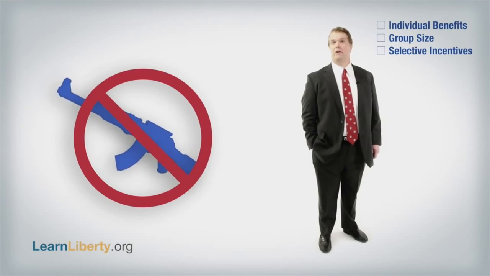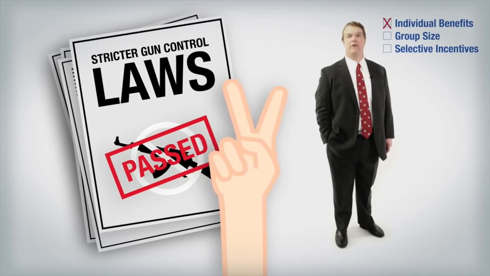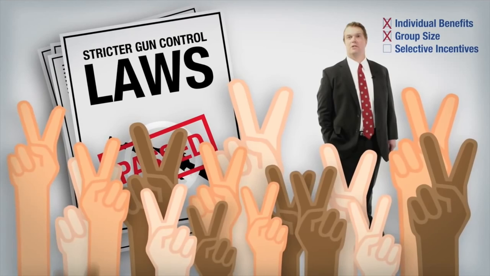Suppose you're opposed to guns and favor stricter gun control laws, but you know the individual benefits to any one person from organizing are very small. Further, if stricter laws are passed, all the supporters win, whether they contributed or not. There are thousands and thousands of people who think that way. So the potential group size is very large, and it's hard to organize. What about selective incentives? Not much hope there either.